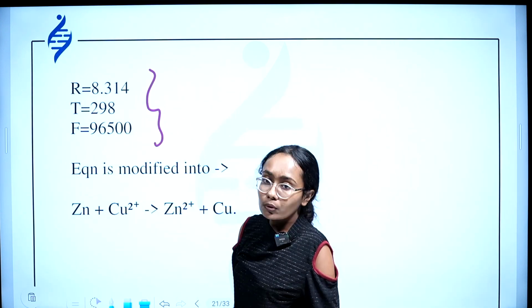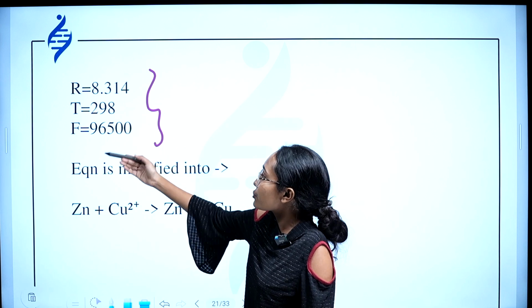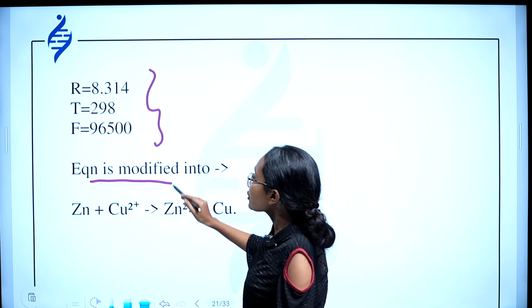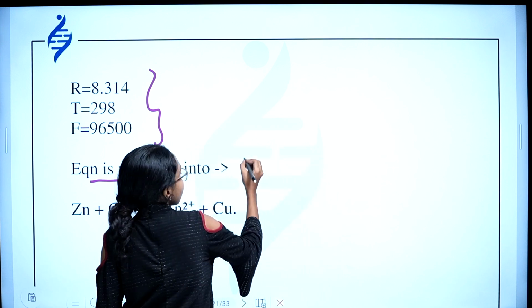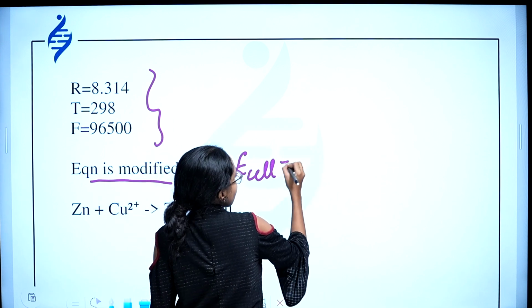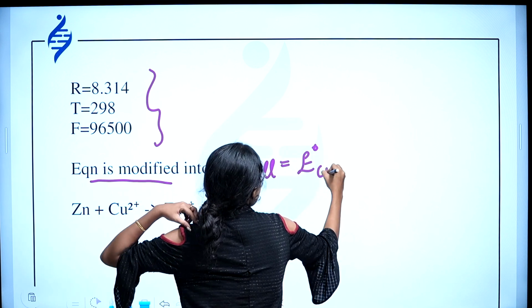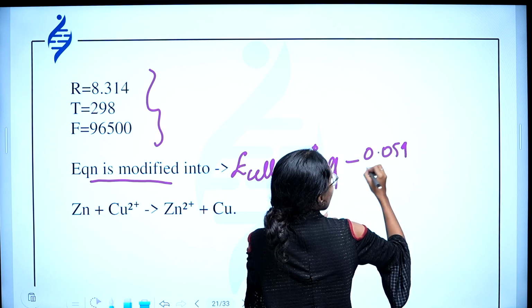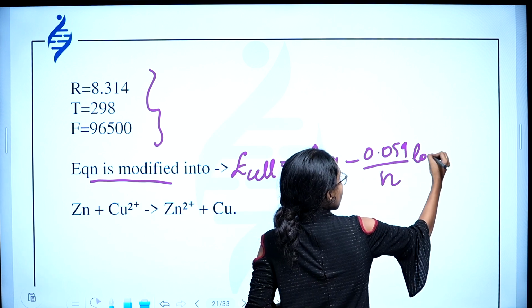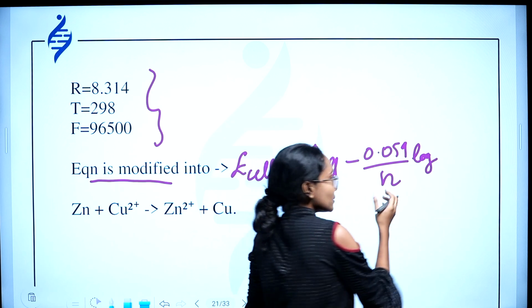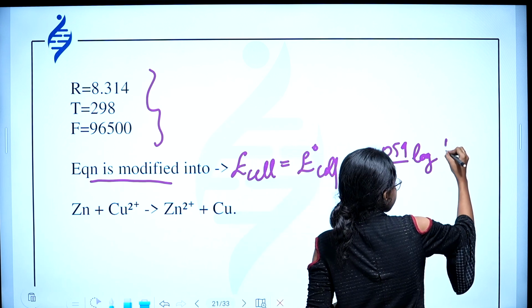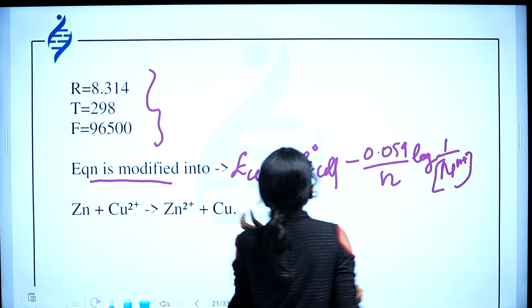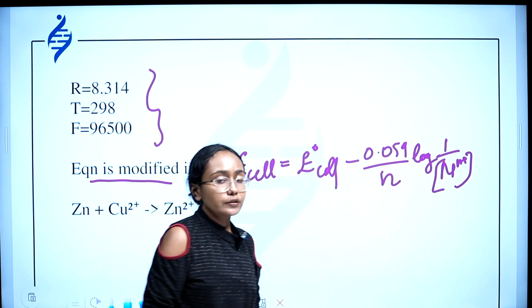The constants are 8.314, which is the universal gas constant, temperature 298, and Faraday's constant 96,500. Substituting those values, the equation is modified into: electrode potential equals E naught cell, the standard electrode potential, minus 0.059 by n log, not the natural logarithm, this is the base-10 logarithm, of 1 by Mn+. This is the modified Nernst equation.